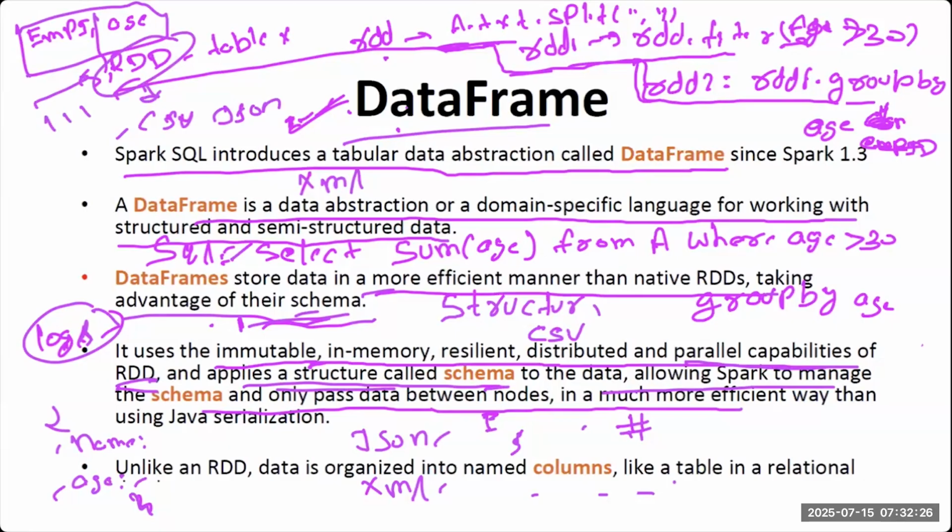In a database you will have a schema there, and then you can query the database. Here also, if you want to do any query, you need a schema on top of that file. Unlike an RDD, data is organized into named columns, like a table in a relational database. In RDD your data is not organized into columns, but in a data frame it will be.